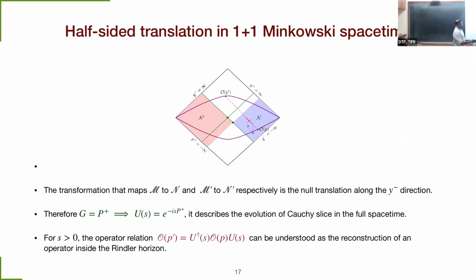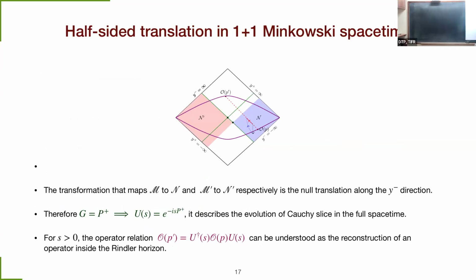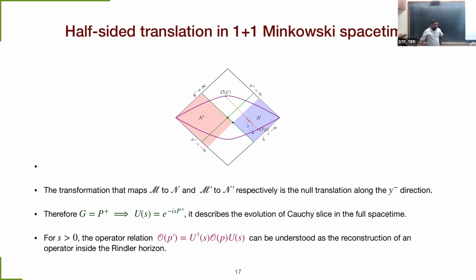You take this blue region. You want the blue region plus the red region. This is your full algebra, N and commutant N prime. You want to get that N and N prime from M and M prime by doing some transformation. So you take this right and left Rindler wedge, and translate it along the y minus direction. It will give you the N prime algebra. So I guess this was the thing you were emphasizing: you have to include M and M prime, otherwise you can't do it. Otherwise, I can do it. Then in a sense, you got everything, because you got the entire Cauchy slice there.